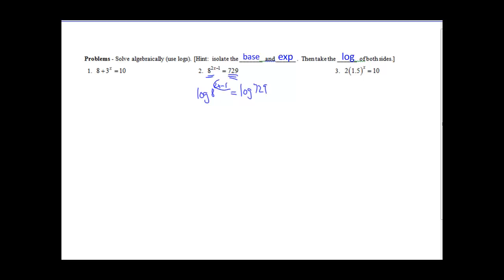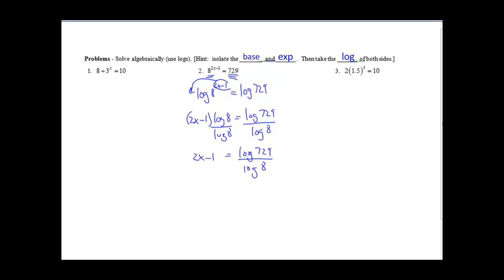Now this exponent will shift in front. So we pulled that down. So we have 2x minus 1 in front. We have log 8 equals log 729. We're going to divide by log of 8 to isolate the x. So divide by log of 8. So we get 2x minus 1 should be equal to whatever log of 729 divided by log of 8 is.